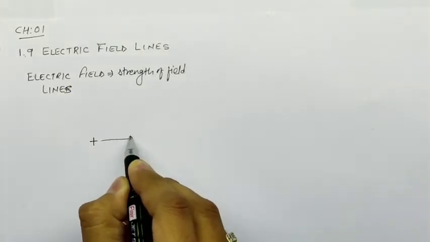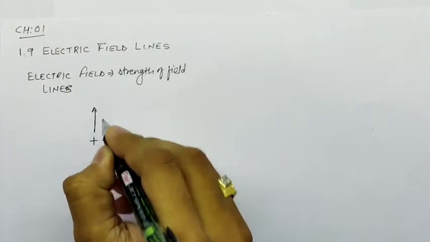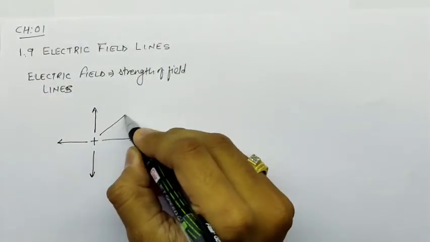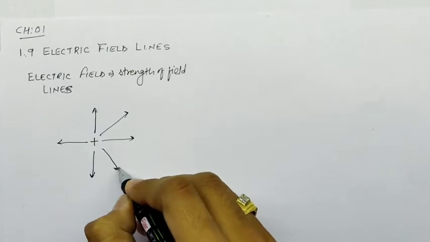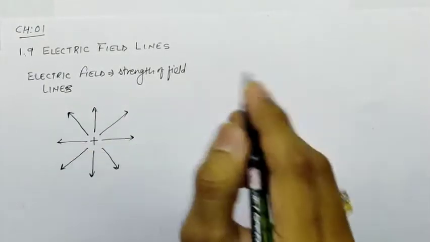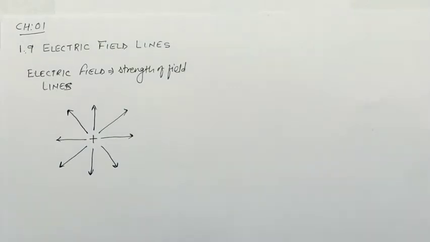As we discussed in previous topic 1.8, the electric field of a positive charge is in the outward direction. And what about the negative charge? What is the direction for a negative charge? Answer me in the comments.